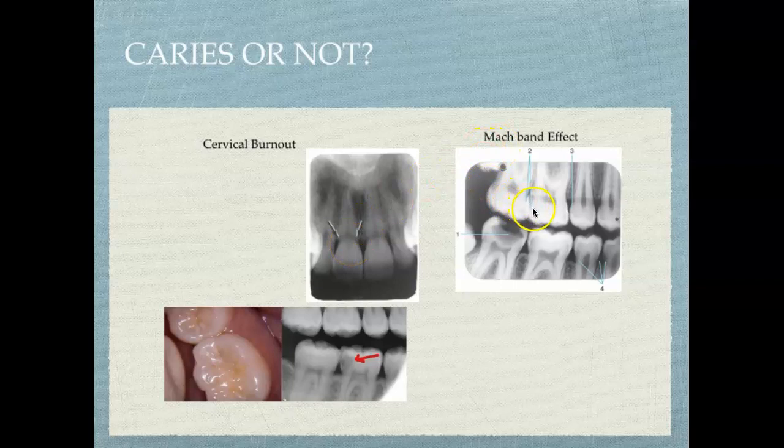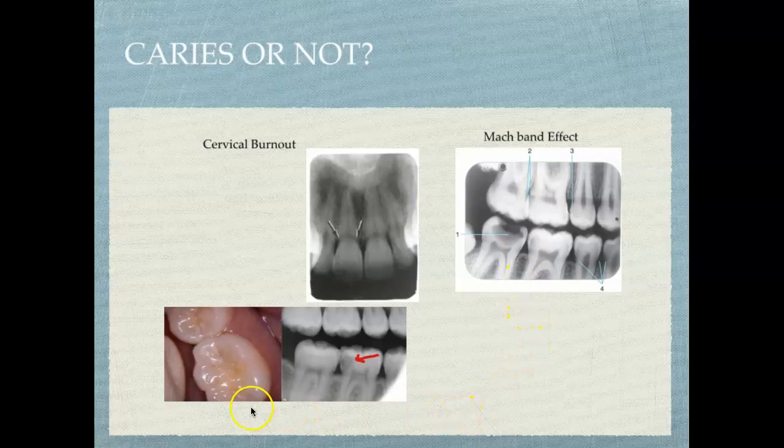Also, when you have overlapping, we have an effect called the Mach band effect. What the overlapping does is actually display a shadow on either side of the overlapping, which could be misinterpreted also as caries. So here's where the technique is also very important.